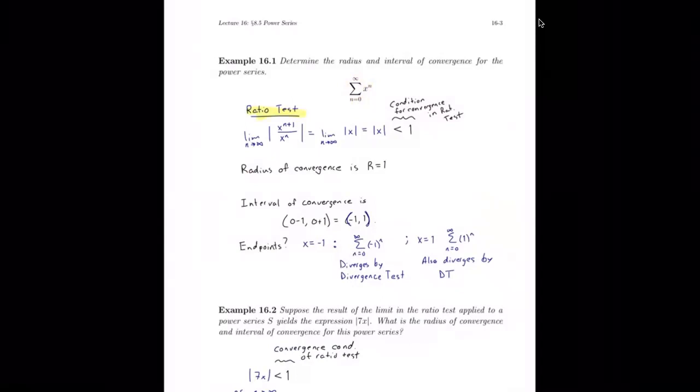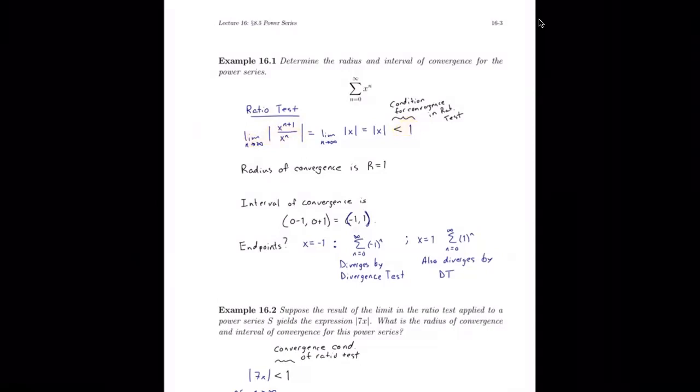Now, the ratio test we'll typically use as follows. We'll say the limit as n goes to infinity of the n plus 1 term divided by the nth term. Remember that's always our ratio. What we'll do is we'll take this limit, with the absolute value, of course, and we'll impose the condition for convergence in the ratio test.